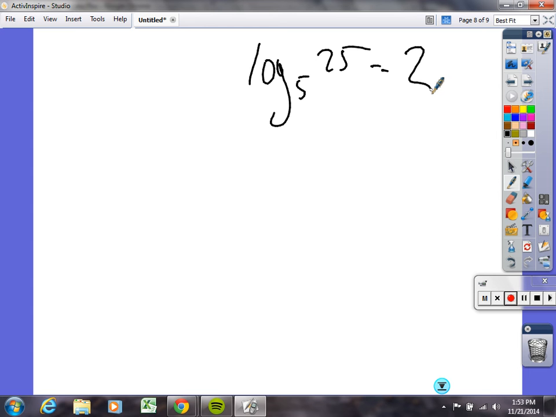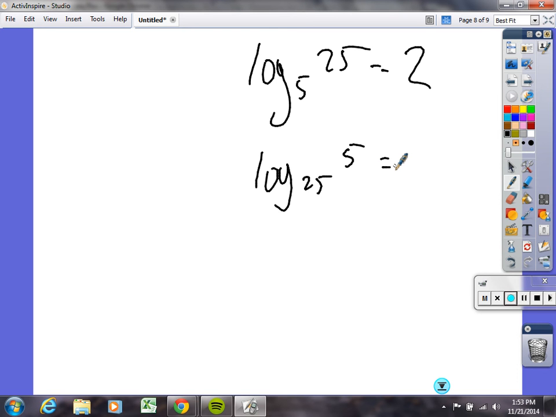5 squared is 25. So what this logarithm means, what log means, is you say, here's my base, raise it to what power is going to be 25. Okay, you guys see that? It's kind of tricky. So what if I had a flip-flop? What if I have log base 25 of 5?